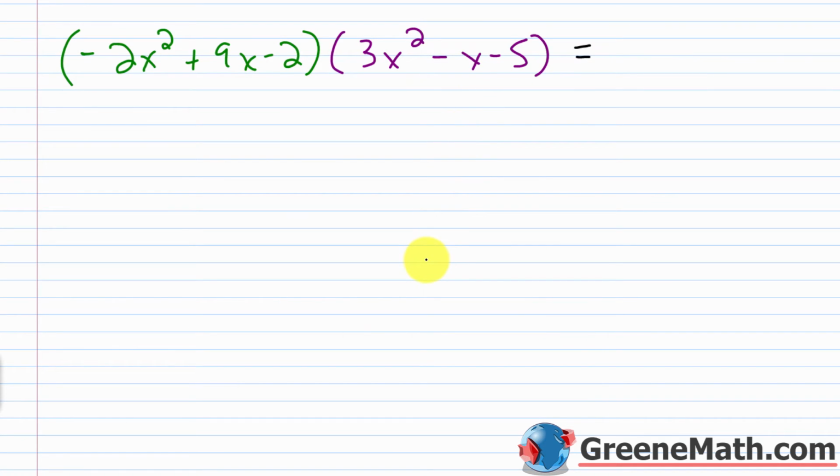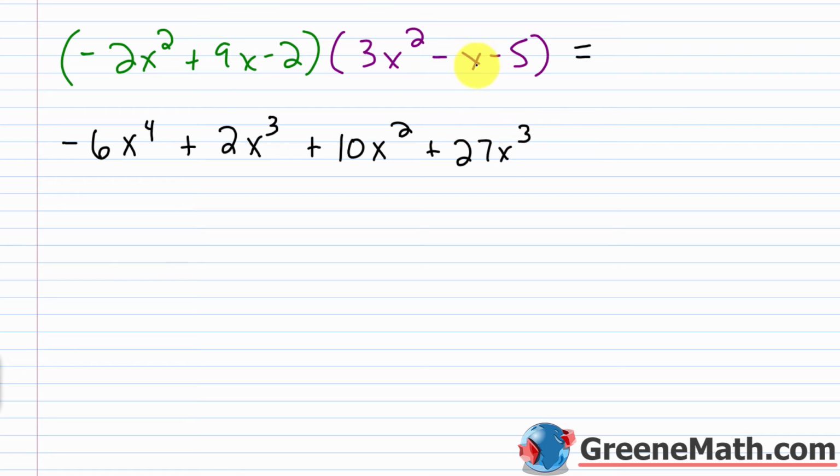Okay, so let's begin. We have negative 2x squared times 3x squared. That's negative 6x to the fourth power. I have negative 2x squared times negative x. That's positive 2x cubed. I have negative 2x squared times negative 5. That's positive 10x squared. Then I have 9x times 3x squared. That's plus 27x cubed. I have 9x times negative x. That's minus 9x squared. And then I have 9x times negative 5. That's minus 45x. Then I have negative 2 times 3x. That's minus 6x squared. Negative 2 times negative x. That's plus 2x. And then negative 2 times negative 5 is plus 10.